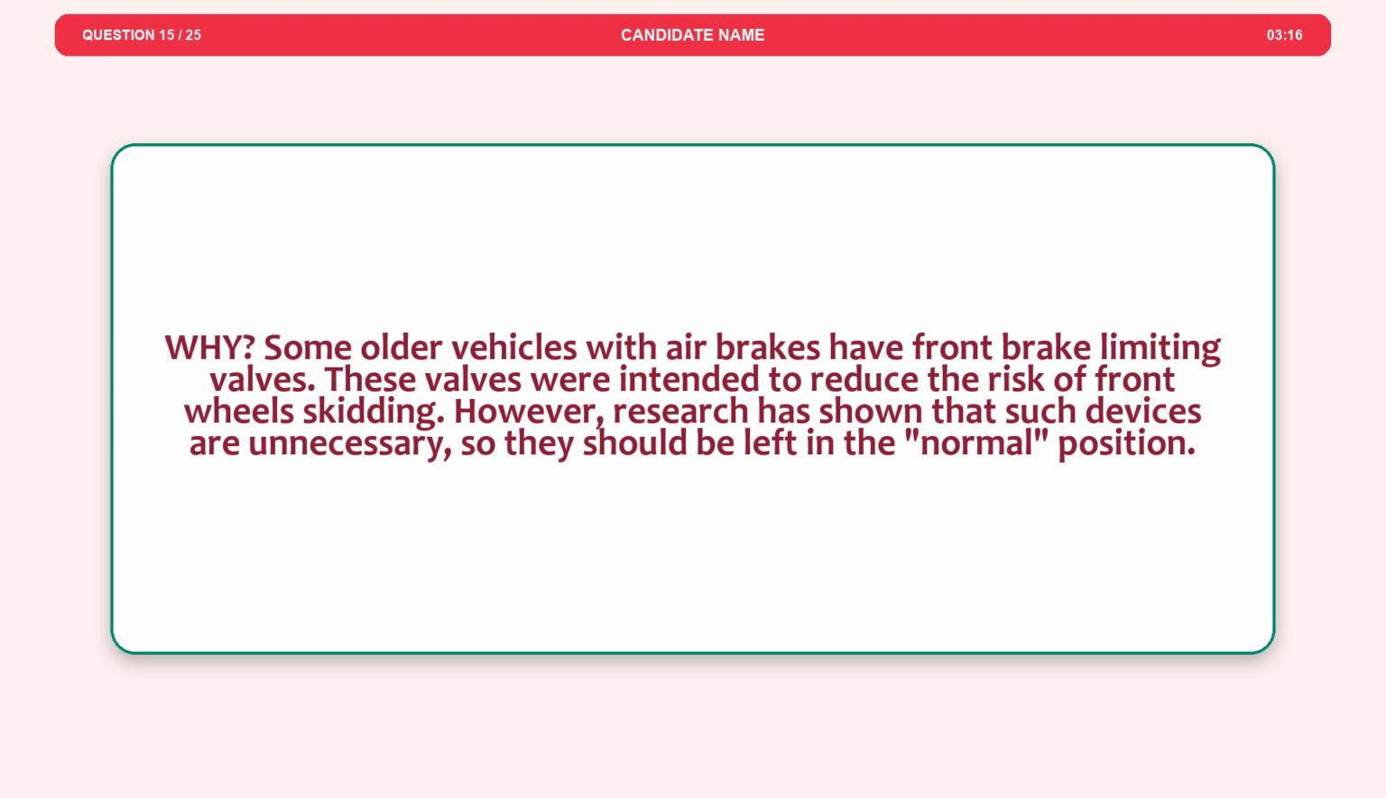Explanation. Some older vehicles with air brakes have front brake limiting valves. These valves were intended to reduce the risk of front wheels skidding. However, research has shown that such devices are unnecessary, so they should be left in the normal position.